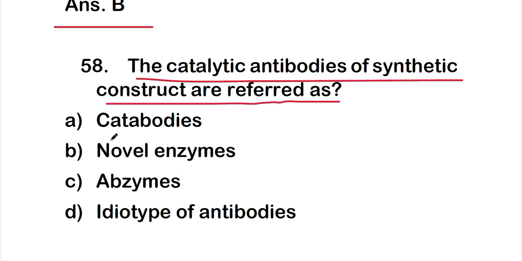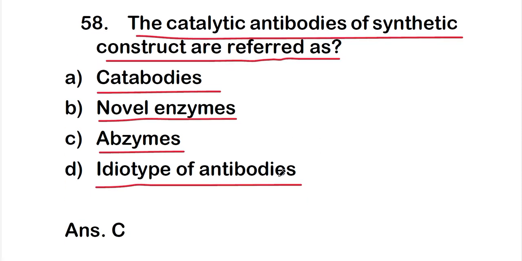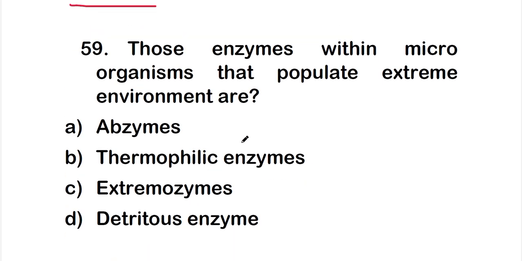The catalytic antibodies of synthetic construct are referred to as: option A, catabodies; option B, novel enzyme; option C, abzymes; option D, idiotype of antibodies. The right one is option C, that is abzyme. So what is abzyme? The catalytic antibodies of synthetic construct are referred to as abzymes. Abzymes are antibodies that have catalytic activity. Okay, so let's move on to question number 59.